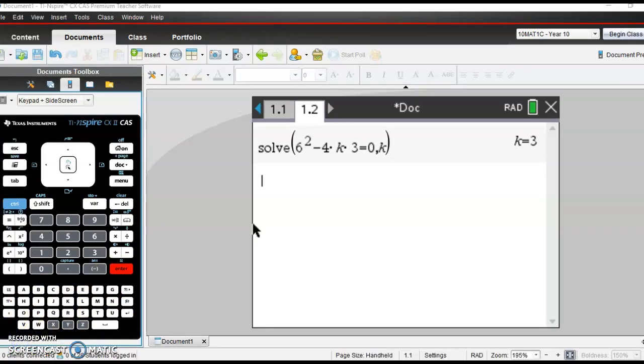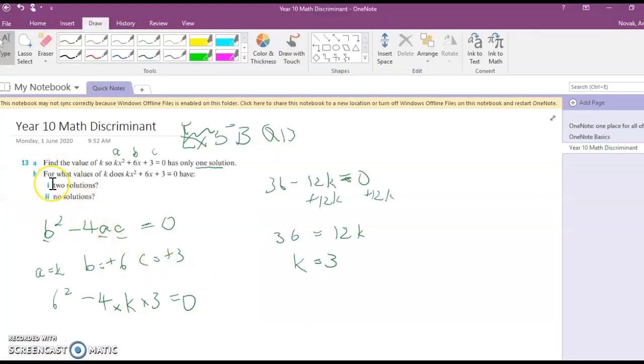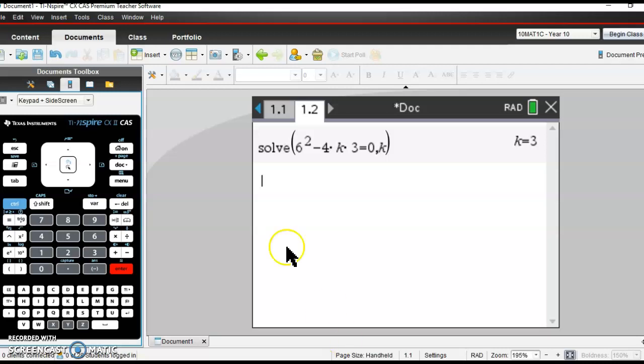So looking at part B, we want to know what k is equal to for 2 solutions and no solutions. So it's basically exactly the same. We're using the discriminant, but instead of equal to 0, for 2 solutions, can you remember what that was equal to? Yes, it was actually greater than 0, and for no solution, it's less than 0. So we can very simply set that up on our calculator. Here we go. Remember, no need to copy.